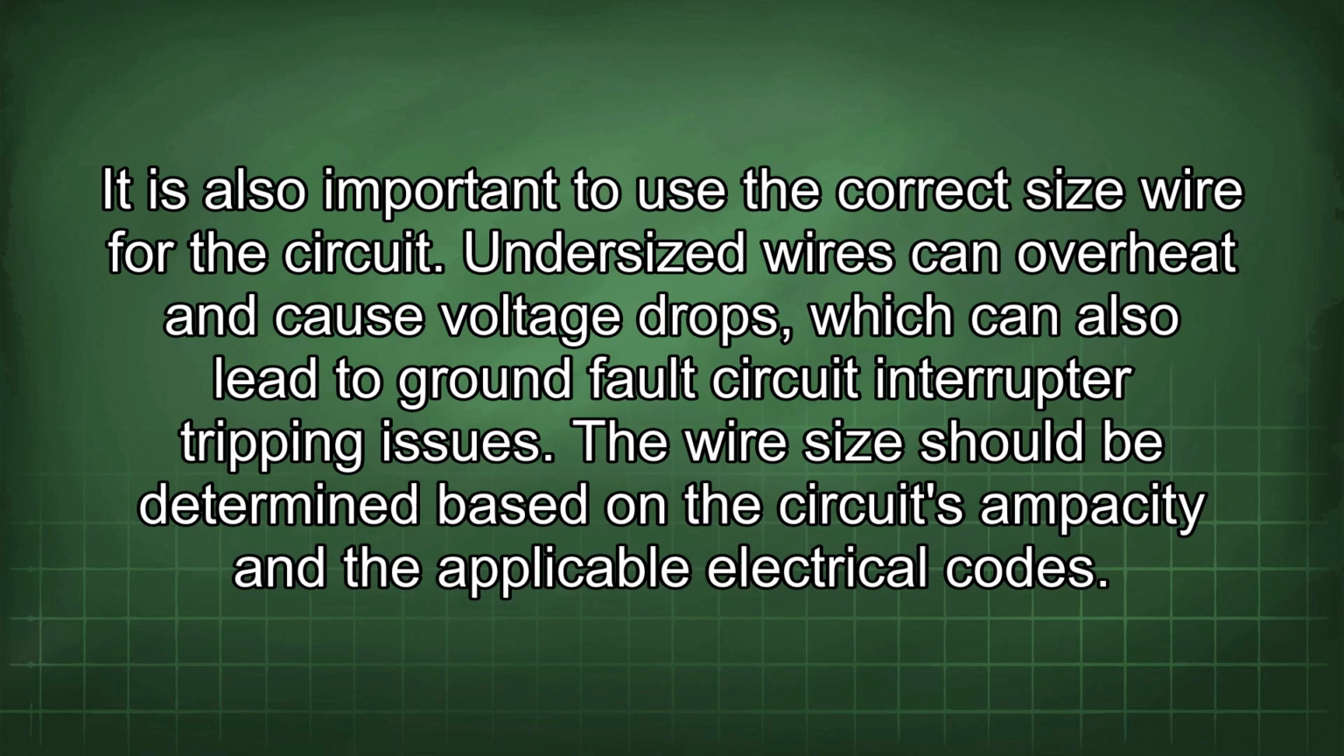It is also important to use the correct size wire for the circuit. Undersized wires can overheat and cause voltage drops, which can also lead to ground fault circuit interrupter tripping issues. The wire size should be determined based on the circuit's ampacity and the applicable electrical codes.